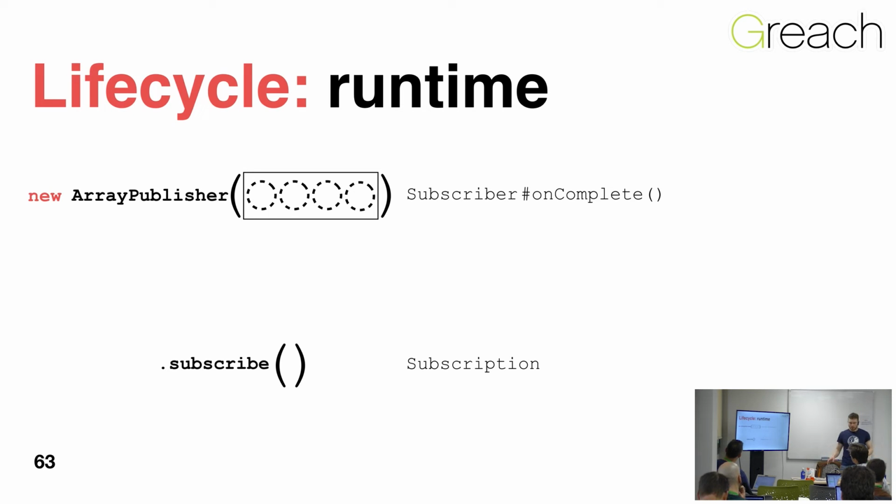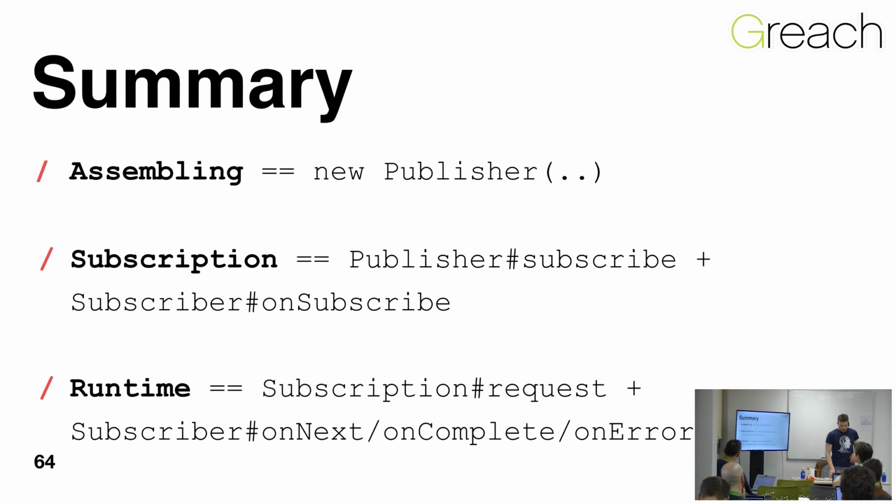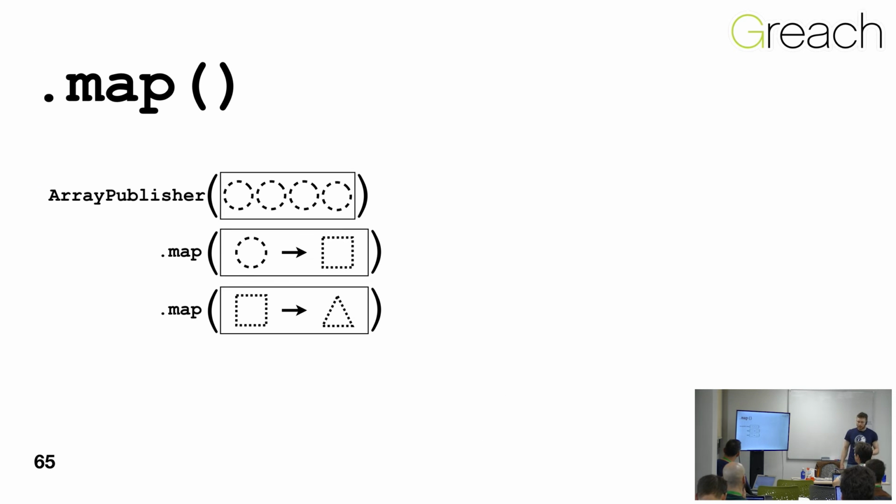Is it clear? So now, taking all this information into account, let's think how we can implement a map operator. Yeah, let's recap. Assembling is the creation of a publisher, subscription is sending a subscriber to the publisher, and the publisher sends a subscription to the subscriber. And runtime is the exchanging of the rest of the signals. So now let's think how we can write the same code, the same array publisher, but with two map operators. Any idea?